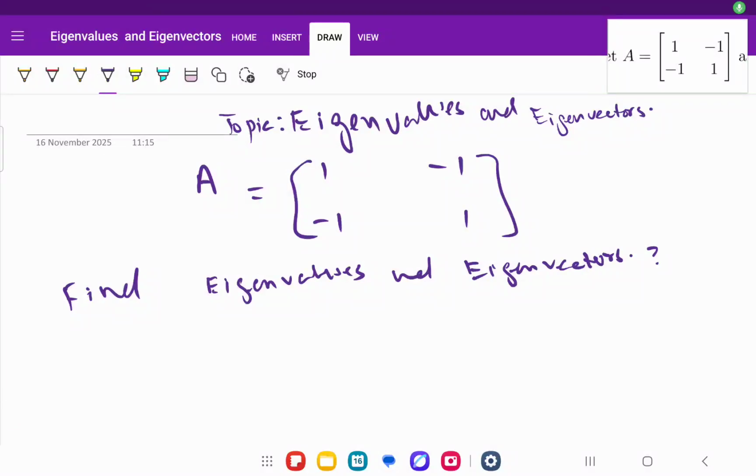Here is the question: a 2 by 2 matrix, a very simple matrix, and our objective is to find the eigenvalues and eigenvectors. The first step is to write the characteristic equation, and that will be written this way: the determinant. So you will write the determinant and write all the values.